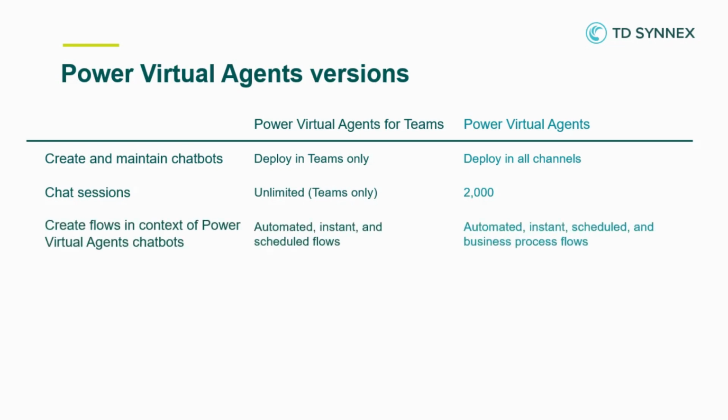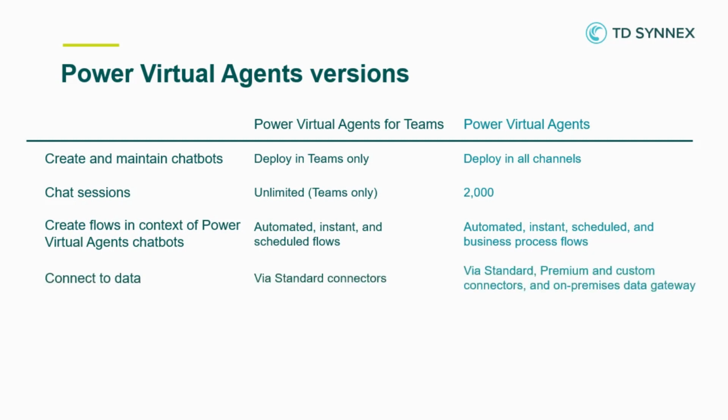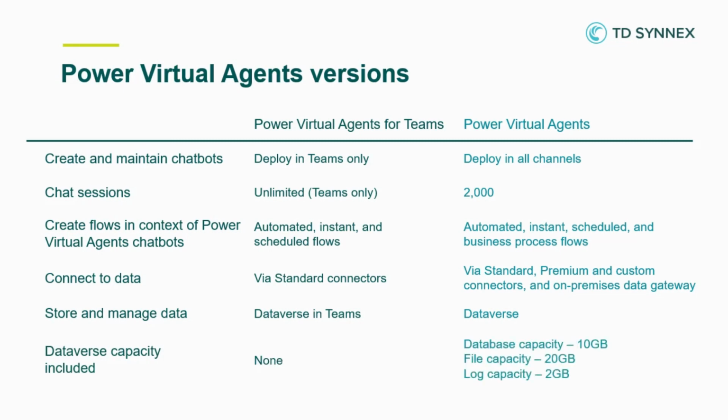You can create flows via Power Automate in the context of the bot, and that's limited in the Teams bot, but not in the web app bot. And you can connect to data via standard connectors only in the Teams bot or without constraint in the web app bot. In terms of data storage and management, you can use Dataverse for Teams, or you could use the full Dataverse. And in terms of capacity, there is no Dataverse capacity included with the Teams bot, but there is with the standalone license.